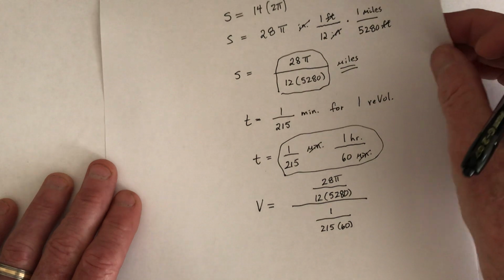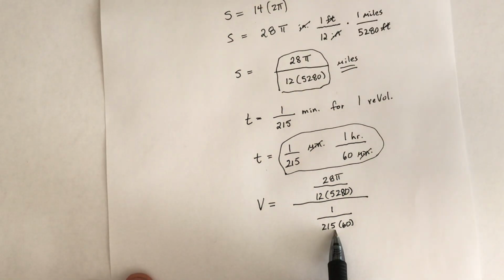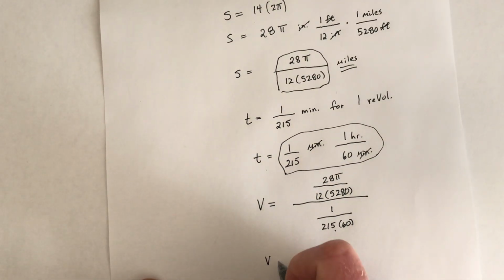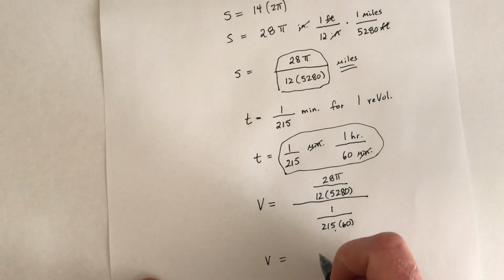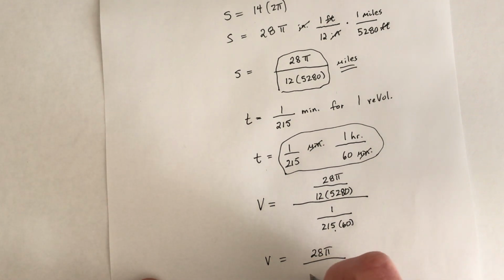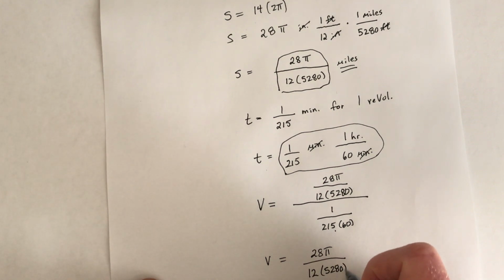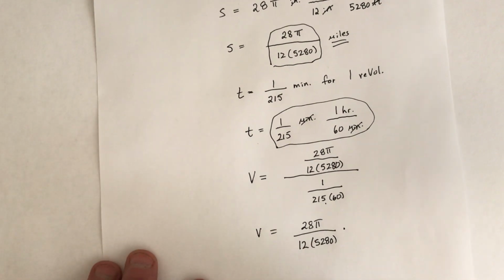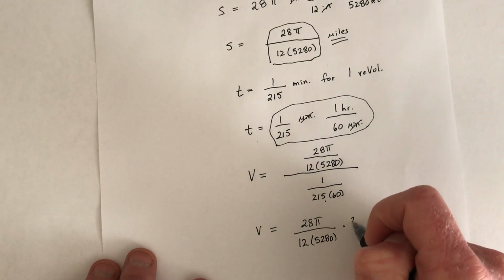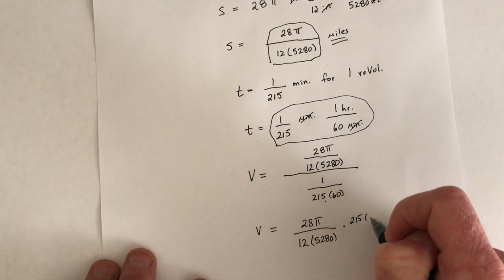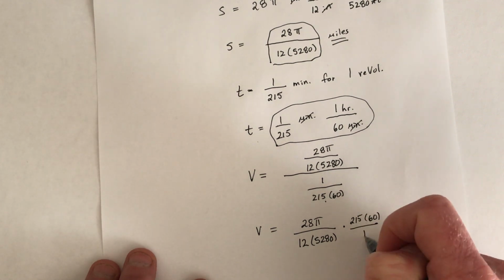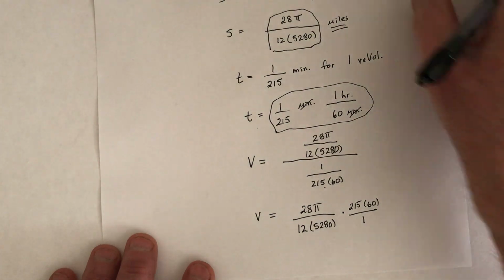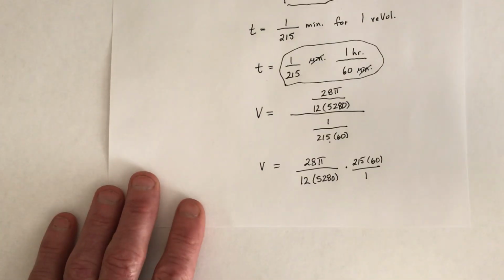And when you divide two fractions, you need to invert this one and multiply. So the top fraction could stay the same, 28 pi over 12 times 5280. And then take this one and invert and multiply, which means that it's going to be a 215 times 60 over 1. And then how much does all of that equal?